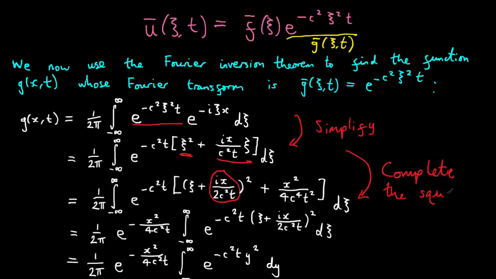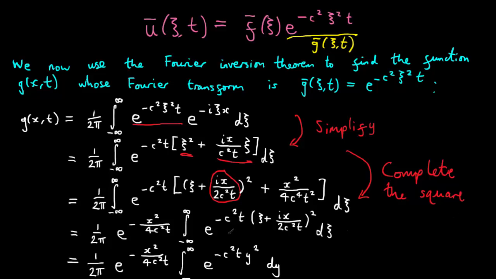Now what about the next line? Well, we can see that this last term is going to give us an e to the minus c squared t x squared over 4c to the 4t squared. There isn't a psi anywhere there, which is what we're integrating with respect to, so we can take that exponential outside the integral, and that leaves us with 1 over 2 pi e to the minus x squared over 4c squared t times the integral of e to the minus c squared t multiplied by this bracket that we've got squared with respect to psi.